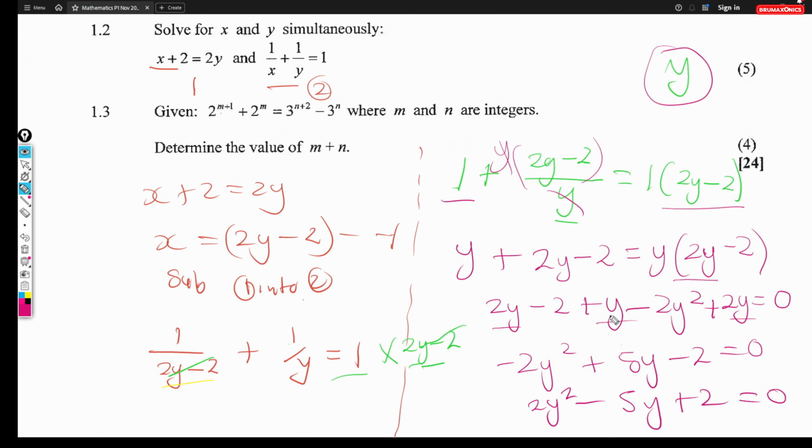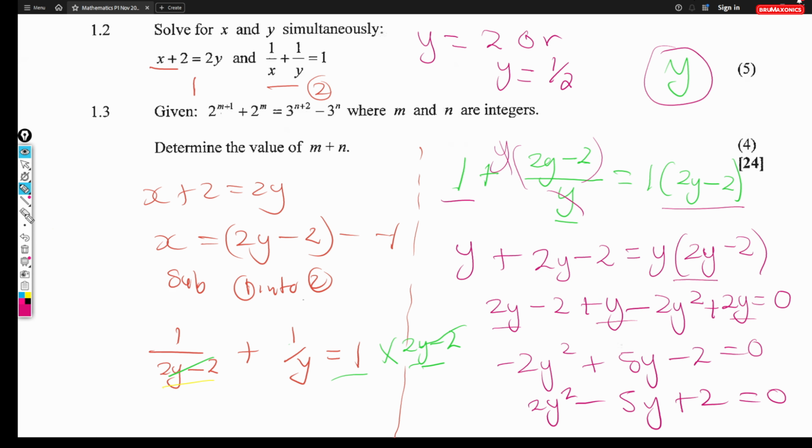So if you want to get the solution for this, you can use the quadratic formula, and then you can get the following values. That will be y equals 2, or y equals 1 over 2. So yeah, this is actually the solution.